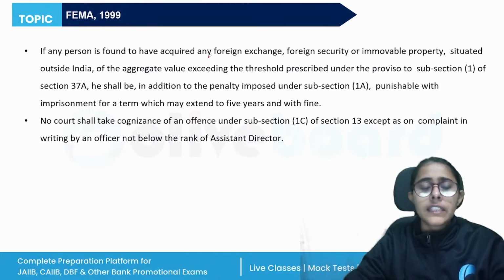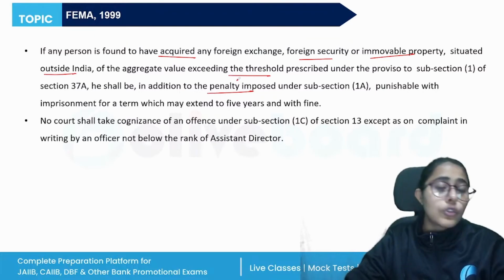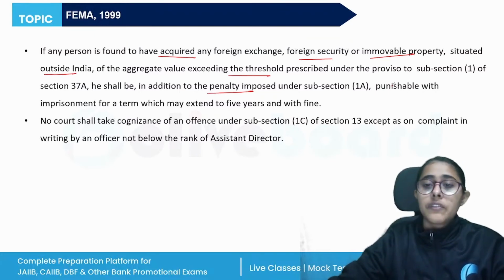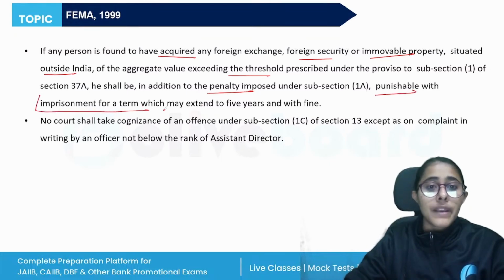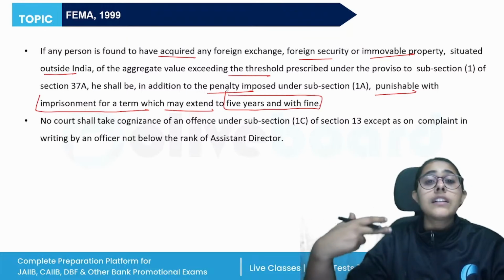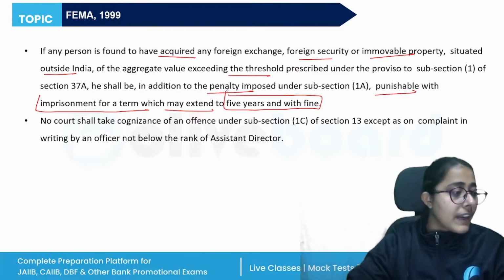If any person is found to have acquired foreign exchange, foreign security, or immovable property situated outside of India of the value exceeding the threshold prescribed, then penalty will be imposed, as we have seen, thrice the amount or 2 lakh rupees, or for a continuing offense. Plus, they will be punishable with imprisonment for a term which may extend to 5 years with fine. Why? Because it is a criminal complaint which will be filed.